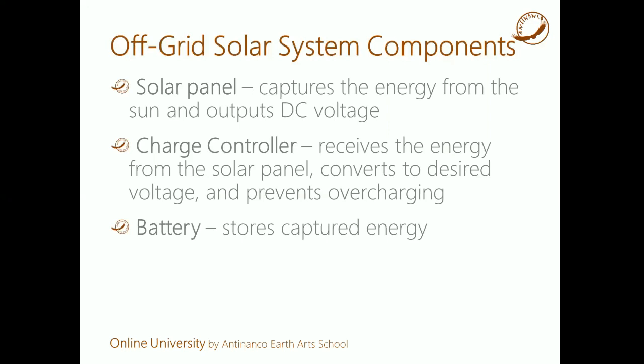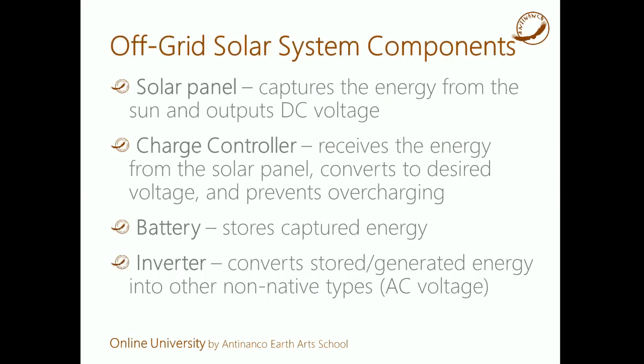And then lastly, if you're going to use AC appliances, which are the appliances that use the commonly found household voltage of 110 volts in the US, you're going to need the inverter. What it does is it converts the direct current, usually around 12 volts, stored in the battery into the 110 volt AC voltage that we use for things like TVs and maybe even microwaves or chargers. So these are the common components of the off-grid solar system.